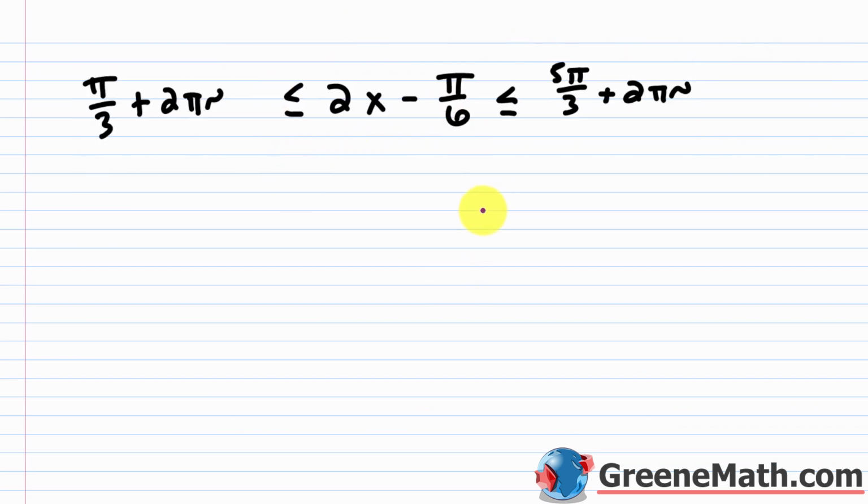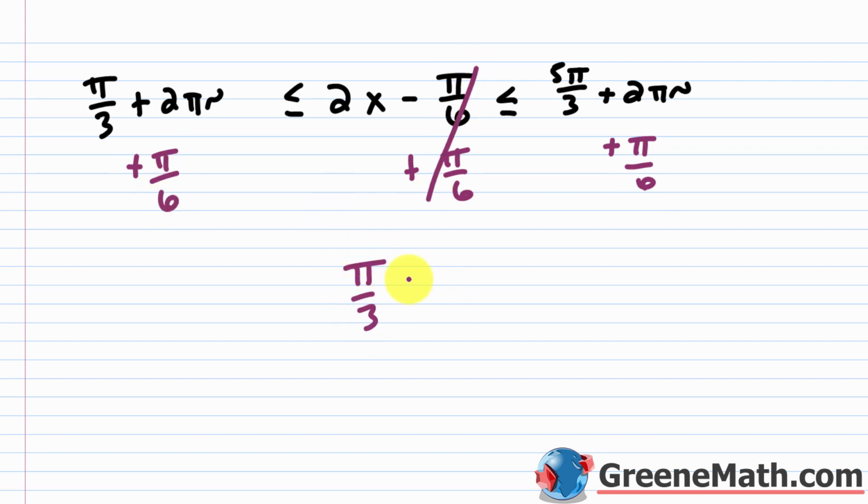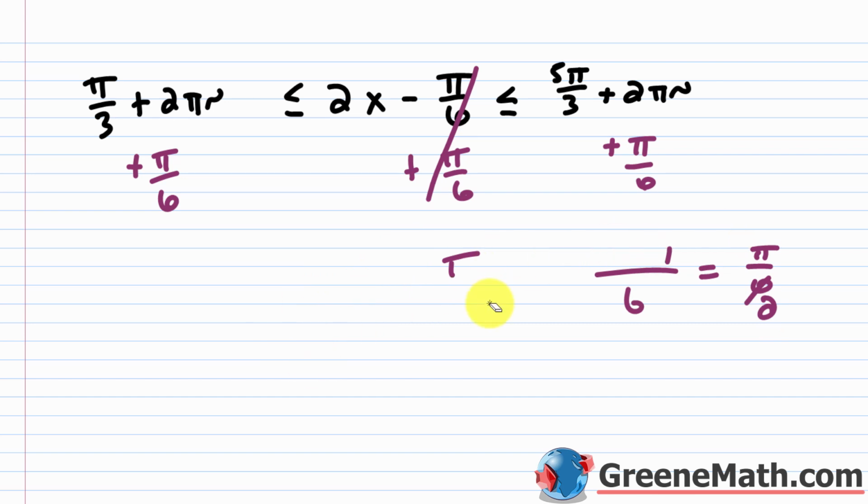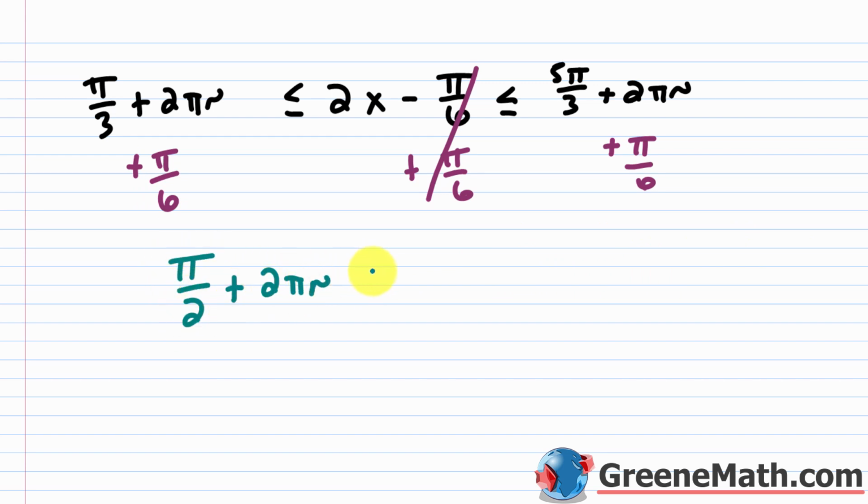So basically, what I would do first is add pi over 6 to each part. So this is going to cancel. And essentially, if I do pi over 3 plus pi over 6, let's multiply this by 2 over 2. This would be 2 pi plus pi over the common denominator of 6. So that would be 3 pi over 6. 3 divided by 3 is 1, and 6 divided by 3 is 2. So this would end up being pi over 2. Let me get rid of this, and I'm just going to rewrite it on another line so nobody gets lost. So if we add, we would get pi over 2, and then plus 2 pi n.